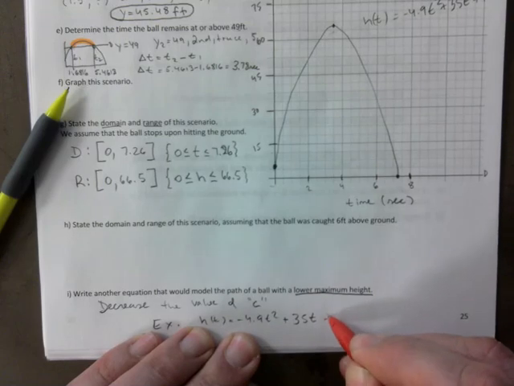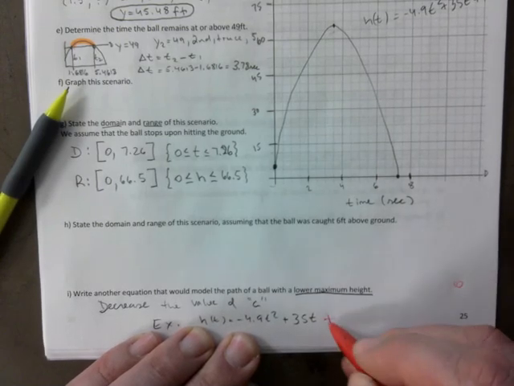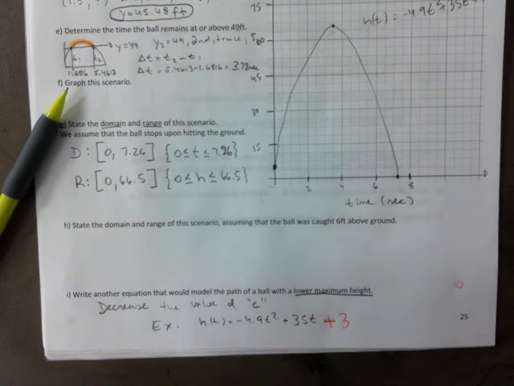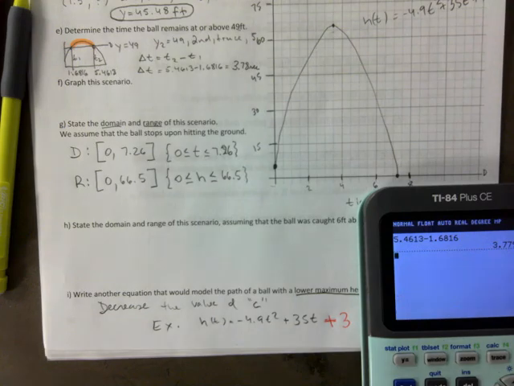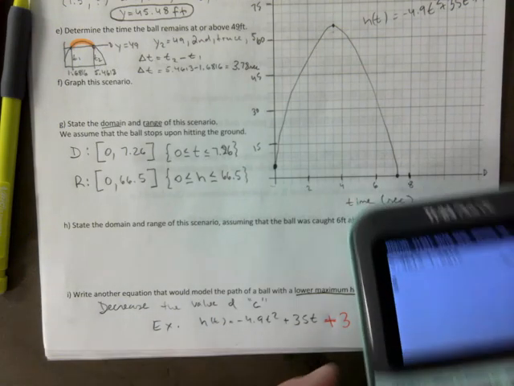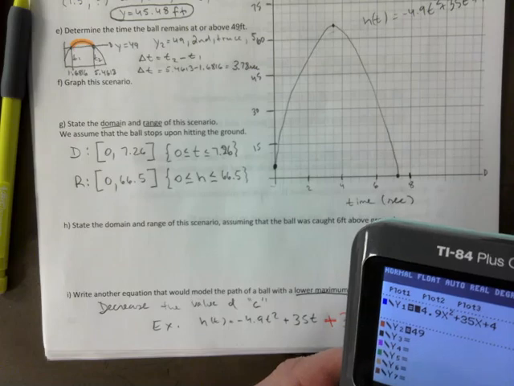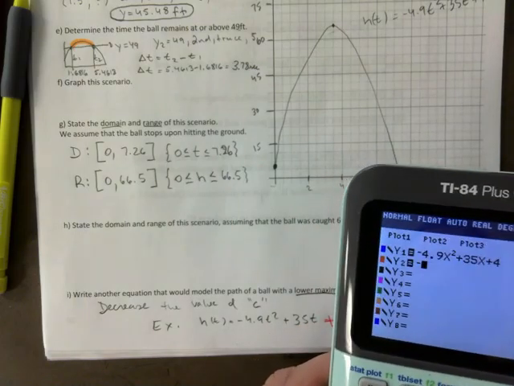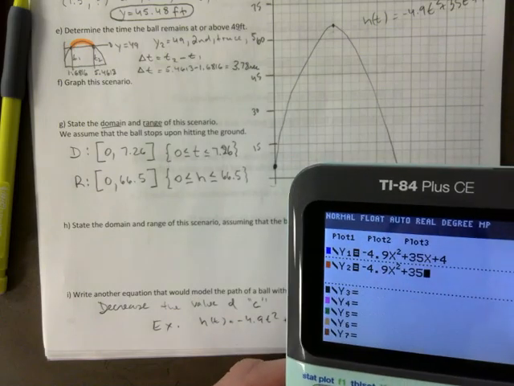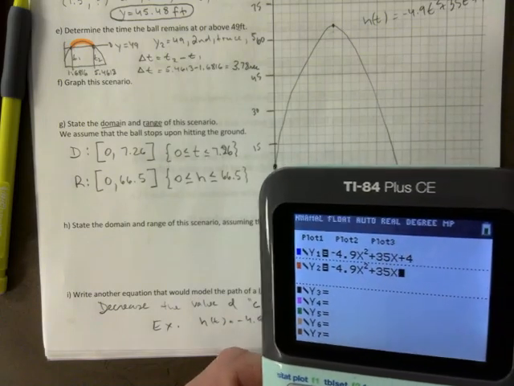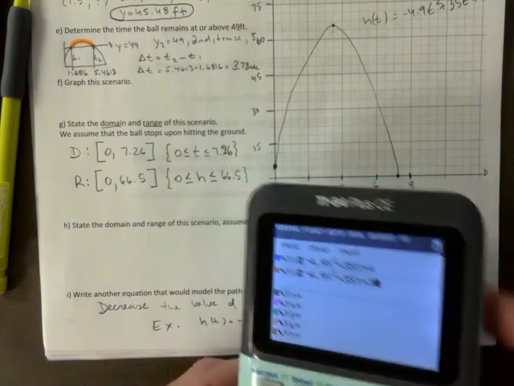Okay. And let's say you're stuck on the exam, like it's a weird equation, you don't know what to do. You go and try things. So for example, you can go negative 4.9 x squared plus 35x plus 3. You try it and graph it.